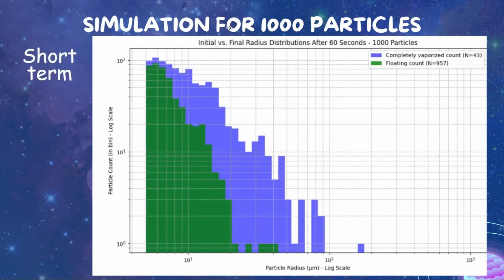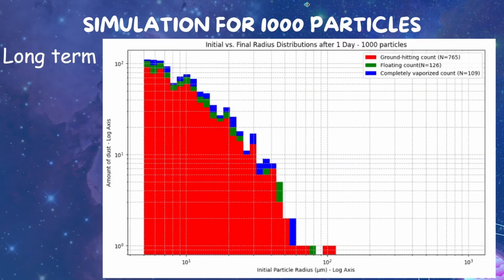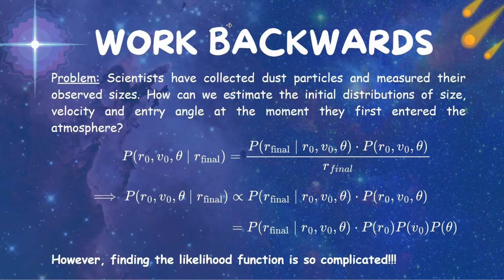This shows the immediate entry phase. After just 1 minute, 43 particles have completely vaporized. None have hit the ground yet. Not a simulation, but in 1 day, because of the long time period, most of the particles hit the ground, 765 particles. Now we return to our second and most important goal, working backwards.